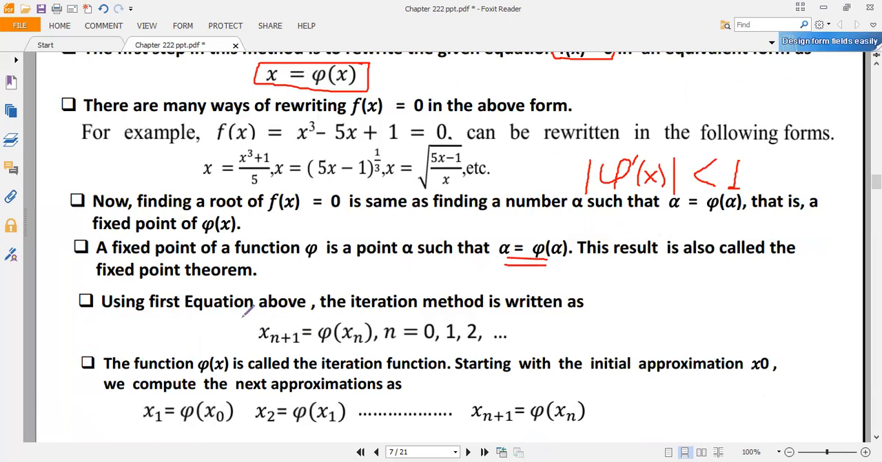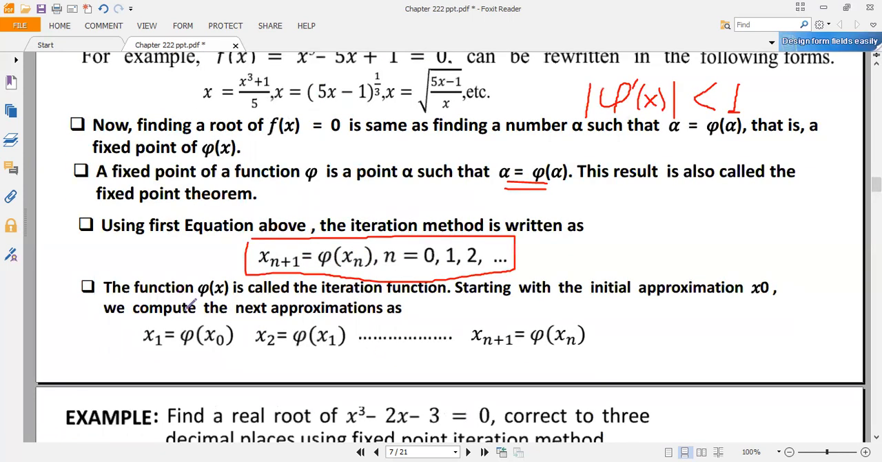So using the iterative function, we can proceed with the iteration procedure using this: x(n+1) = φ(xn), which will give the successive approximations to the root of the function. So using the iterative function φ, we can obtain x1 = φ(x0), x2 = φ(x1), and in general x(n+1) = φ(xn).